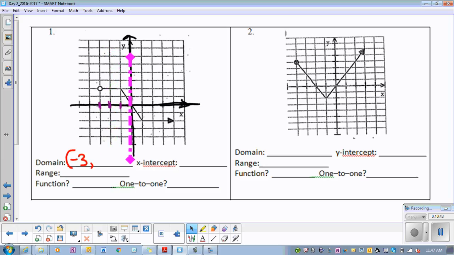Then now I'm going to keep going. My graph is still there. It still exists. On the right-hand side, what do I have? An arrow. So then where is that going? Infinity. And infinities always get what? Parentheses.